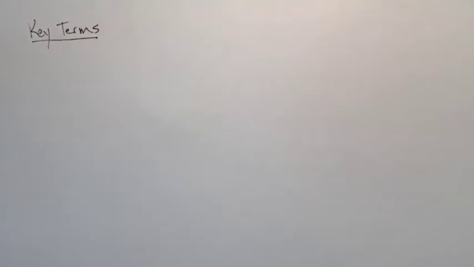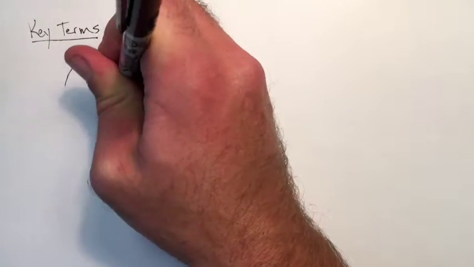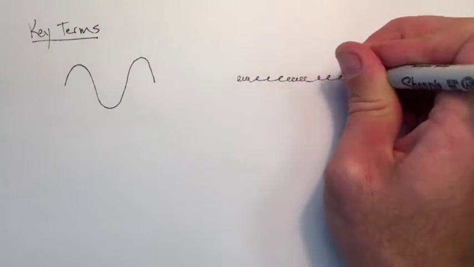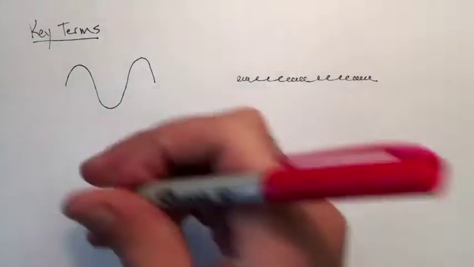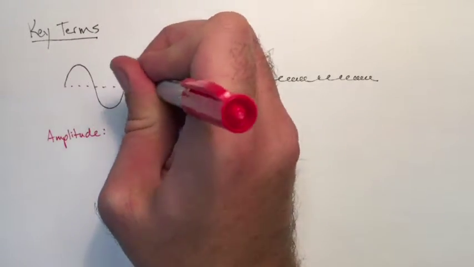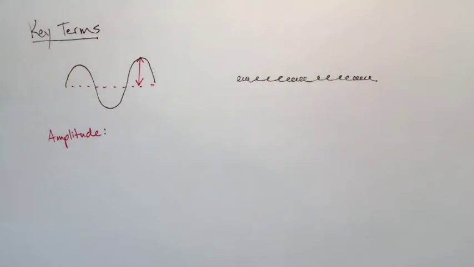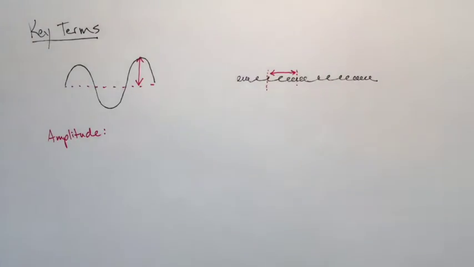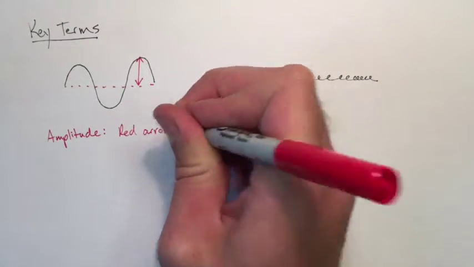There's some key terminology we need to consider whenever we talk about waves, and we're going to look at what this terminology means on a transverse wave and a longitudinal wave. First, we're going to look at the amplitude. So an amplitude is just the displacement of a wave from the rest axis. So this is shown on each of them with the red arrows.